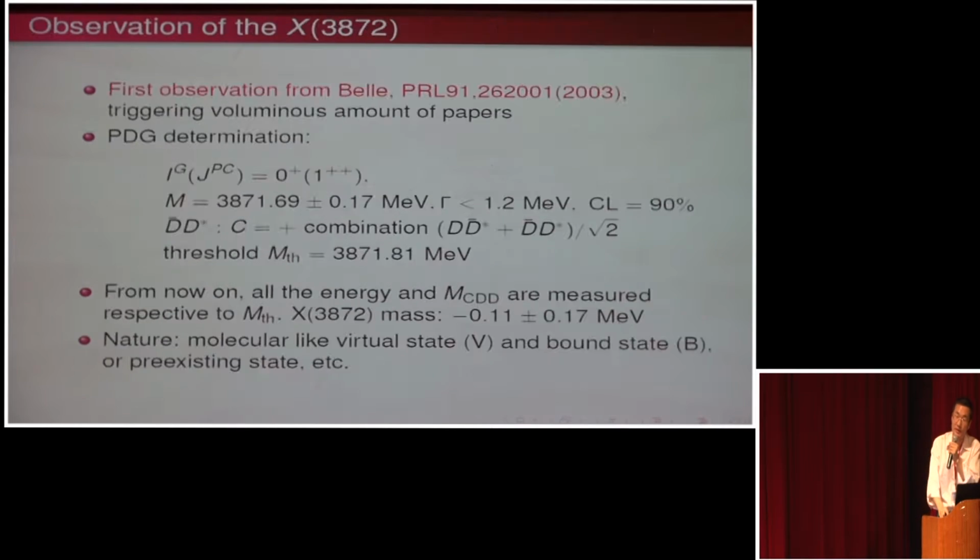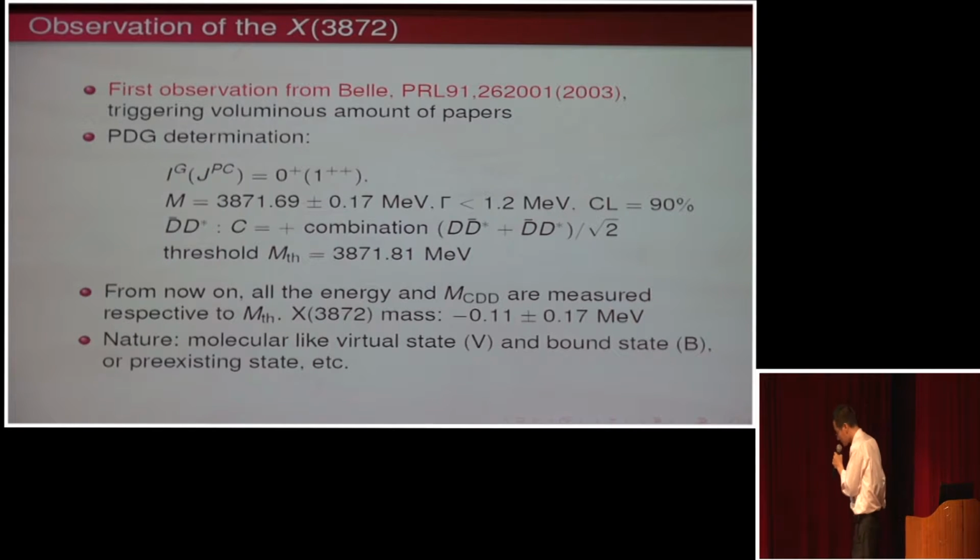We will apply it to the XYZ states. The X(3872) particle is the first observed one in experiment, and it deserves a great deal of effort. In 2003, Belle observed it, and up to now, it already has 1,400 papers. And the PDG has determined its quantum numbers very well.